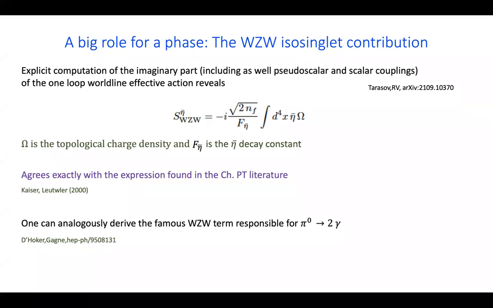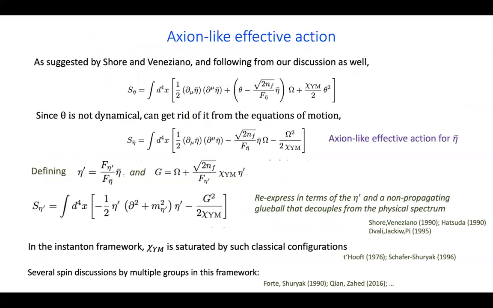expression that was derived in chiral perturbation theory by Kaiser and Leutwyler, even though they just wrote it down by symmetry arguments. And by the way, you can derive exactly this expression, a similar expression for pi naught to gamma gamma, in the Warline formalism. And that's what De Hoek and Gagnon also showed a long time ago.